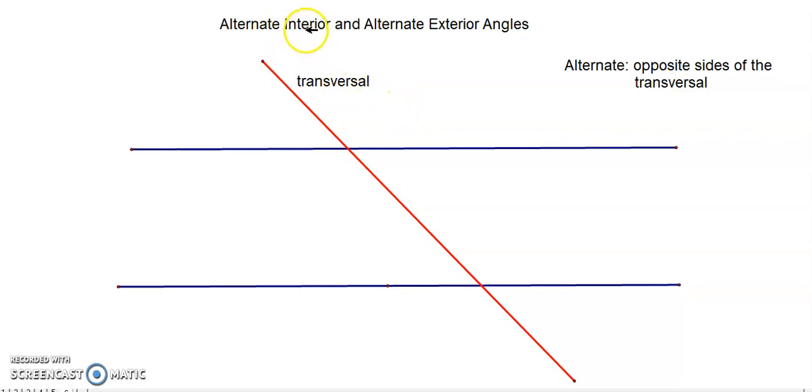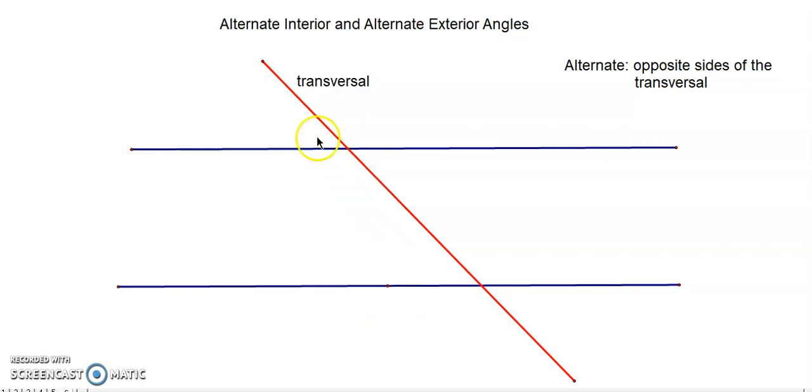Now, alternate interior and alternate exterior angles. What are they? Alternate means that the angles are going to be on opposite sides of the transversal. Interior means inside the two parallel lines, and exterior means outside of the two parallel lines.